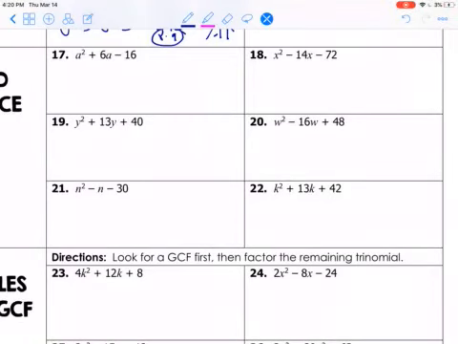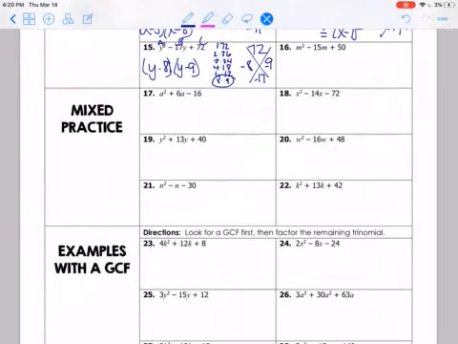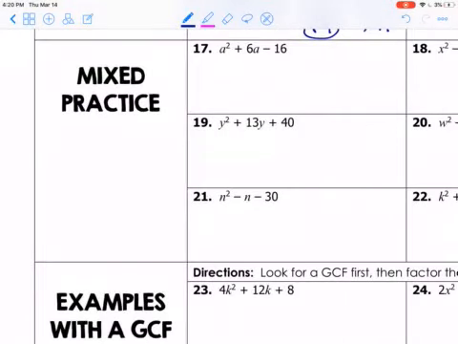Okay, the mixed practice, it's the same thing. And now I think I'm going to give you guys the shortcut here. So maybe I should zoom back in. Okay, so if you haven't noticed, if you're having a positive number on the top and the bottom, they're both going to be positive factors.